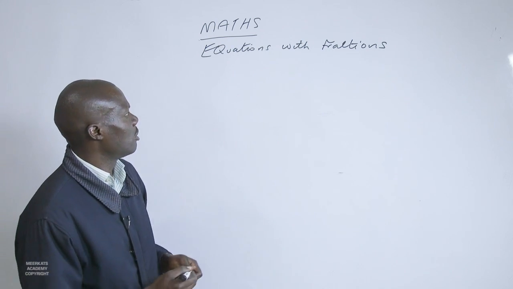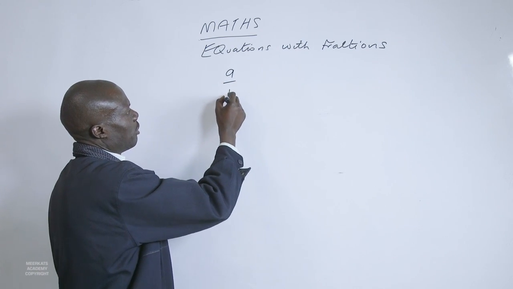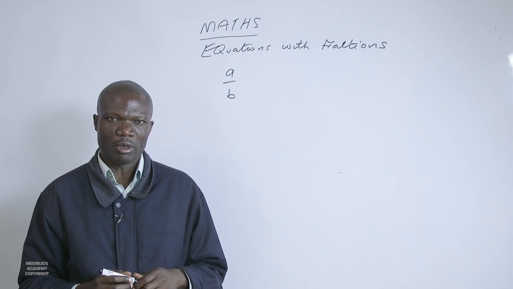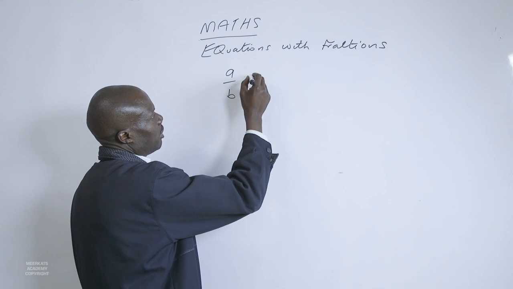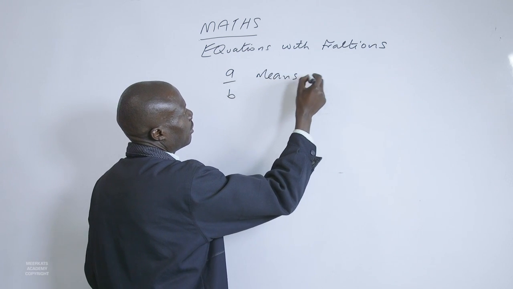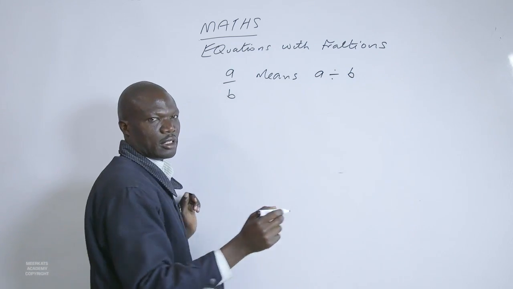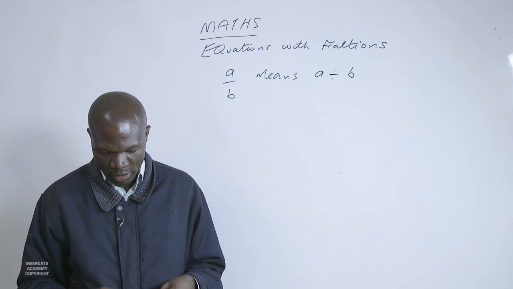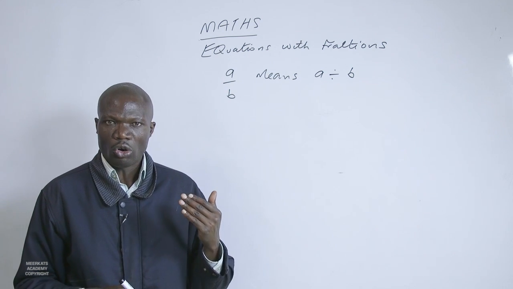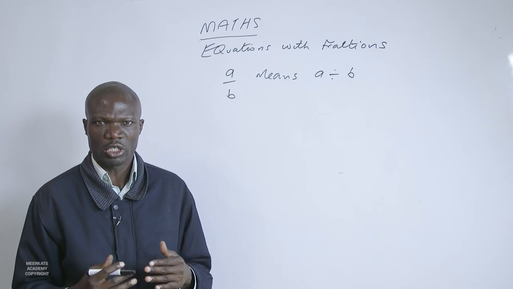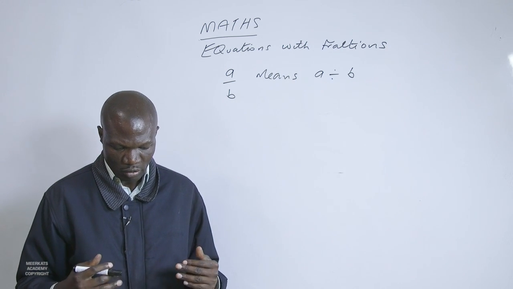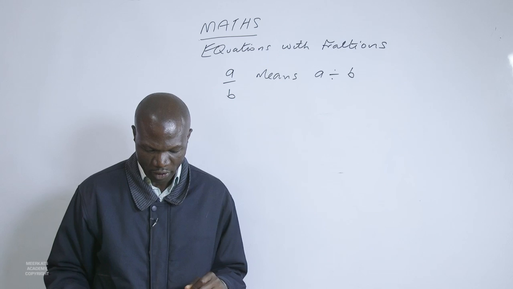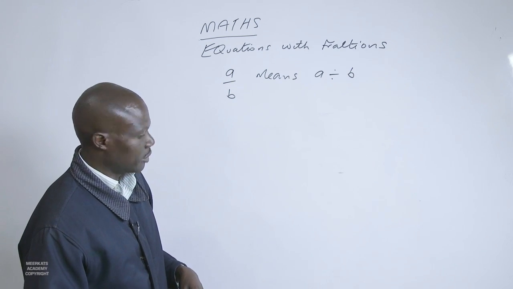A fraction is simply a number written in the form a over b, and when you have a number written in that manner, a over b, it simply means a divided by b. This is a fraction. And we want to look at those equations that involve fractions. Now, I want you to consider the following equations.